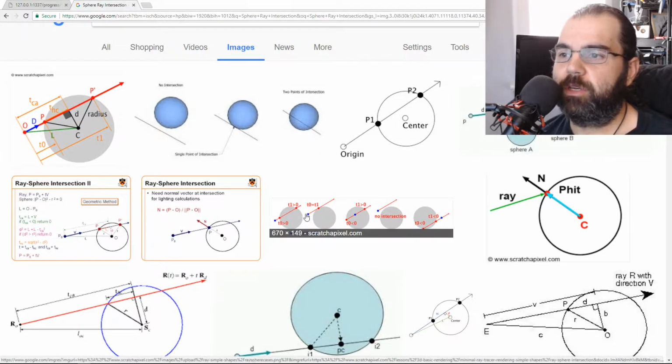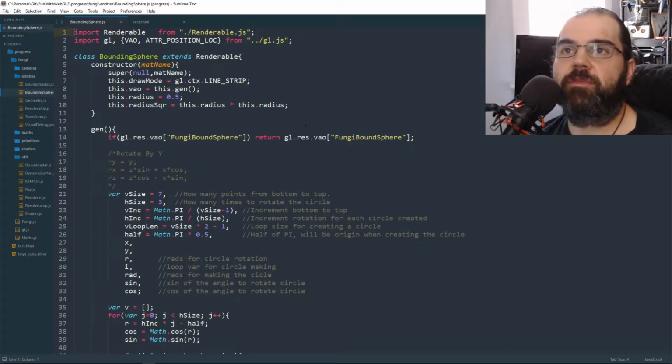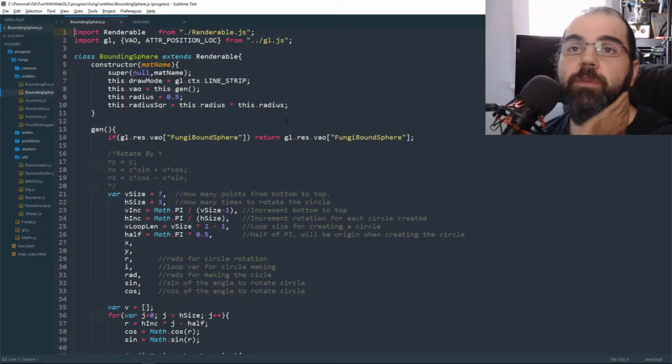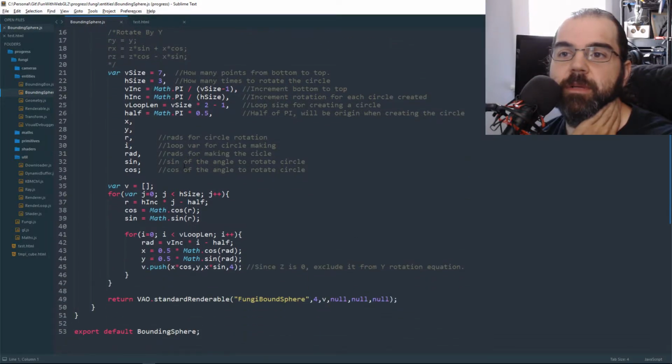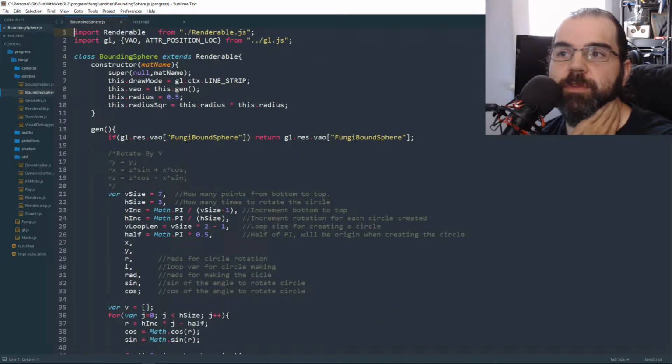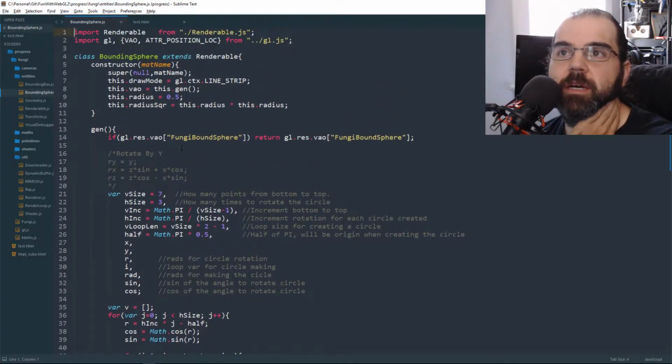So we're going to step through the code. Now that gave you a general idea of how it all works. One thing we're going to have is a new renderable, a bounding sphere, so we can visually see what our sphere looks like. We've built spheres in the past. I probably did this one slightly differently.